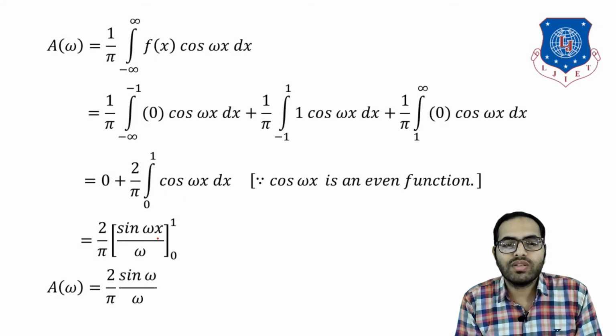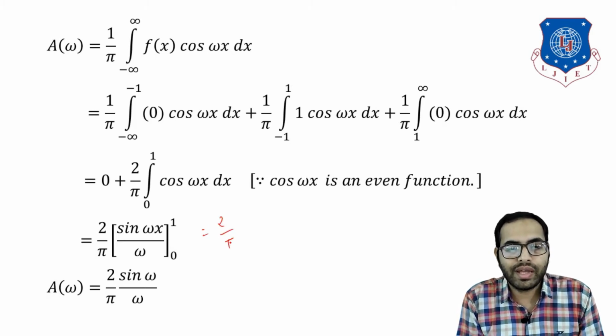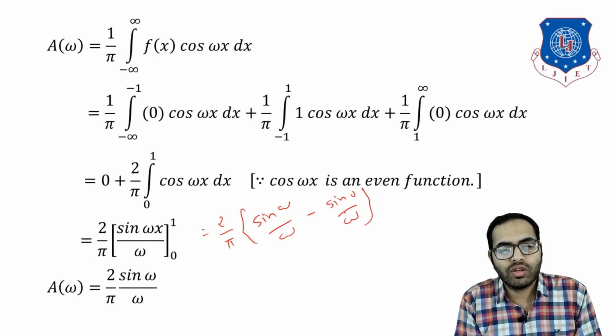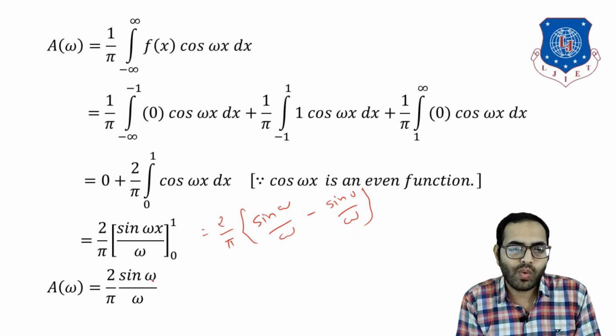Then the integral of cos omega x is sin omega x by omega. Then applying the upper limit minus the lower limit, we have 2 by pi times sin omega by omega minus sin 0 by omega. But you all are aware of the value of sin 0, that is 0, so 0 into anything is 0. Then we get twice sin omega by pi omega.